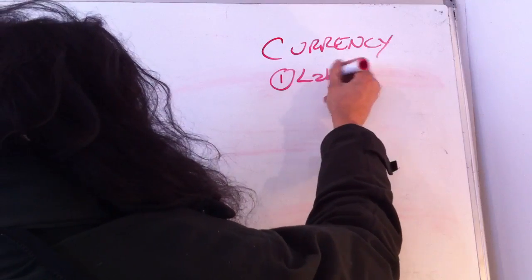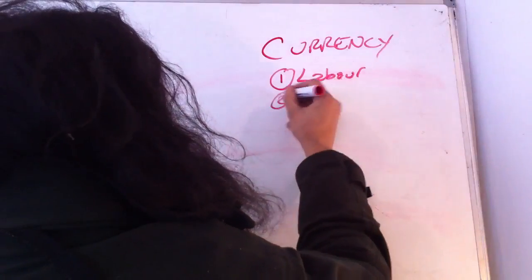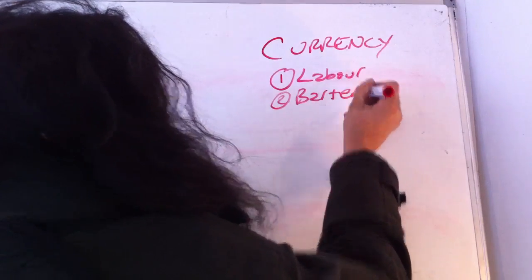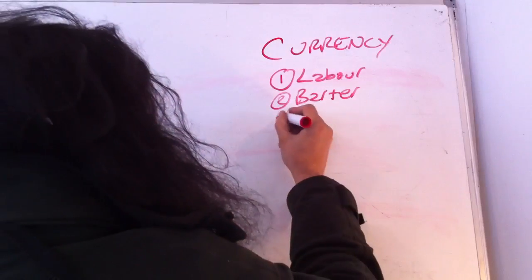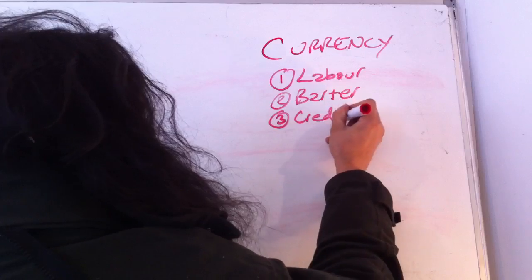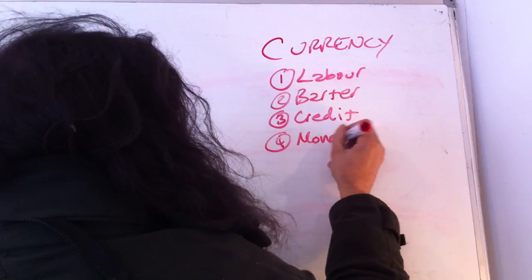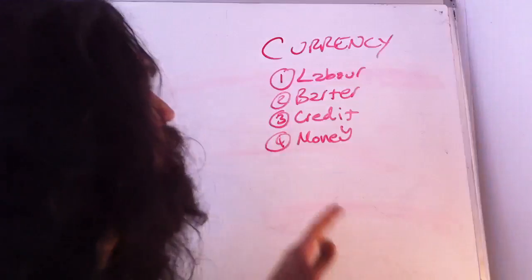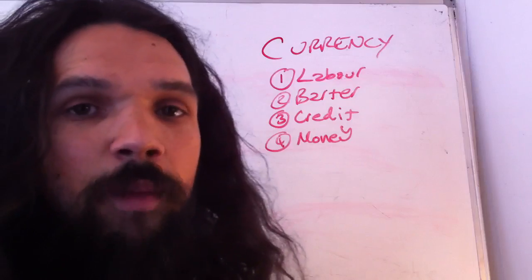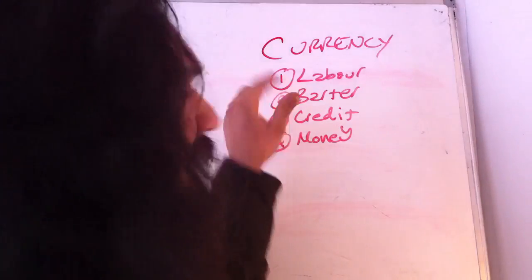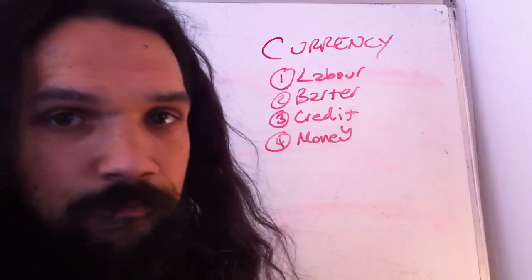But currency comes in four forms. One is labour. You always have this to fall back on, your labour in exchange for things. Two is barter, where you exchange something you've got for something you don't. Third is credit, which we'll talk about in a moment. And fourth is money. These are all forms of currency. They are not replacements for each other. A lot of people have tried to suggest that barter is a replacement for money. It's not. They're just different forms of currency.